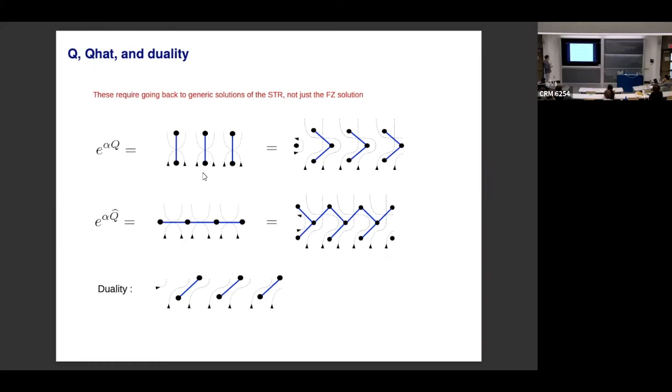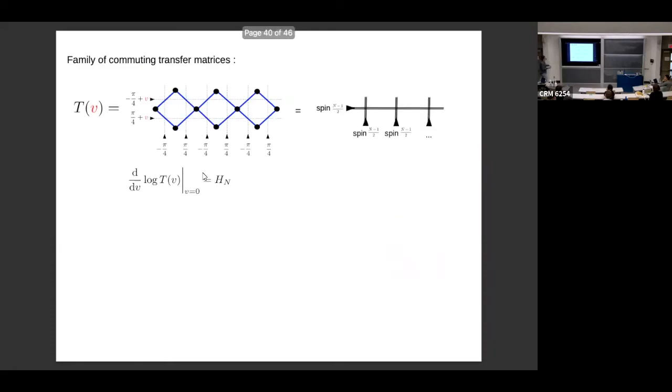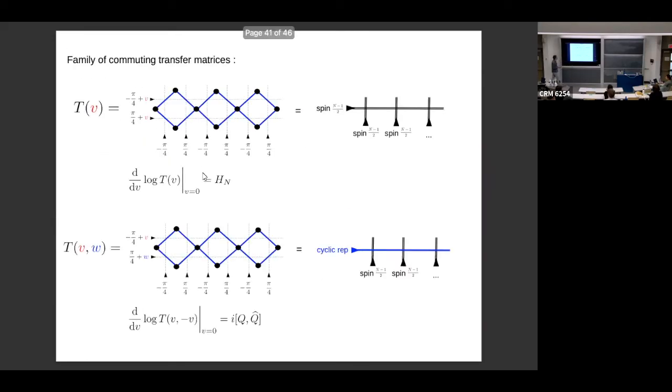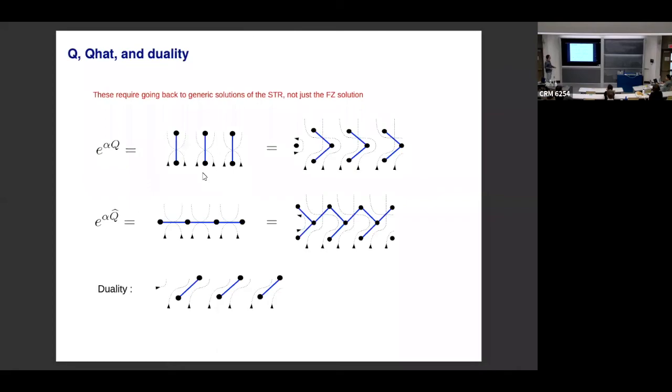Let me just warn you that you need to go beyond the Fateev-Zamolodchikov solution. You need to go back to more complicated solutions of this, but you can do this. And from there, you can construct Q, or rather the generating function of Q, as a transfer matrix with the exact same geometry, same for Q hat. And duality is really natural in this framework. It just amounts to a translation by half a site. So it really makes perfect sense.